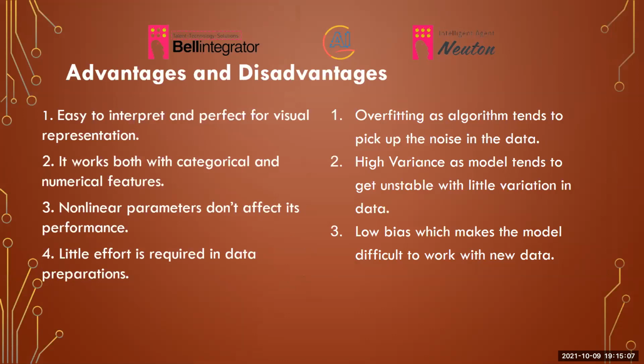Now that we know what decision trees are, we should know the pros and cons of it, because it's important. As I said earlier, it's easy to interpret and perfect for visual representation. You can draw it yourself, showing the attributes affecting the outcome, if it's a small data set, not for the large ones. It works for both categorical and numerical or continuous variables. So it's compatible with both, and it's widely used for both regression problems and classification problems. And non-linear parameters do not affect its performance.